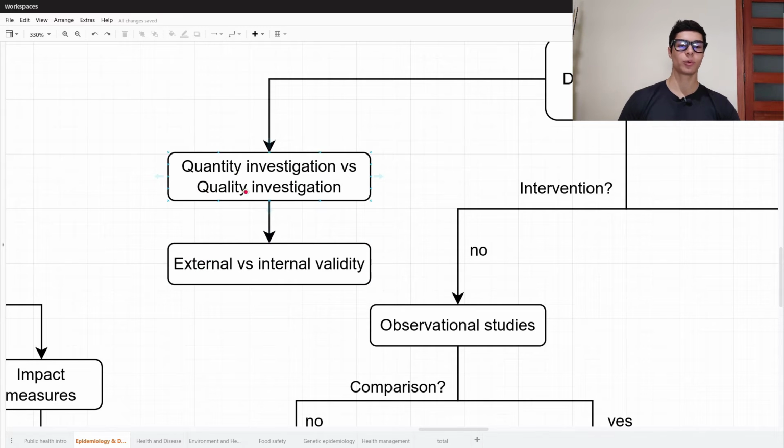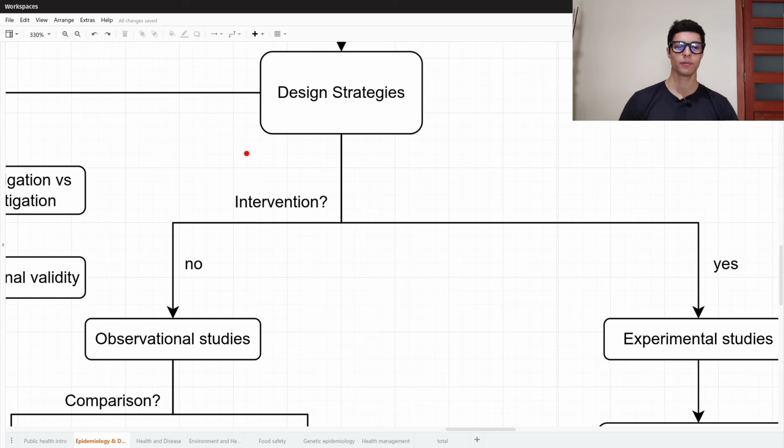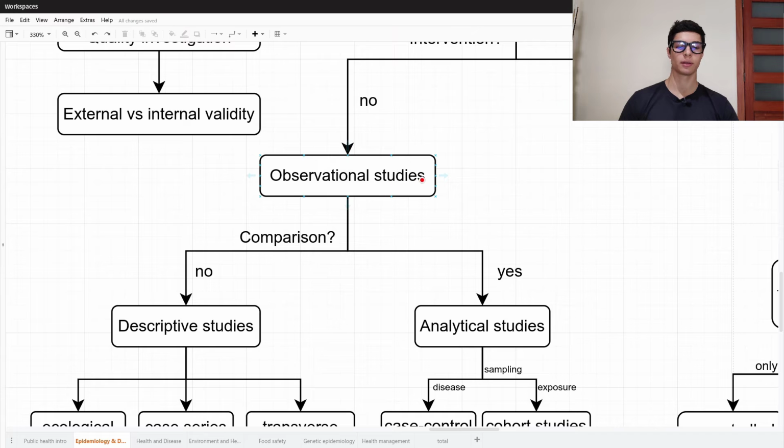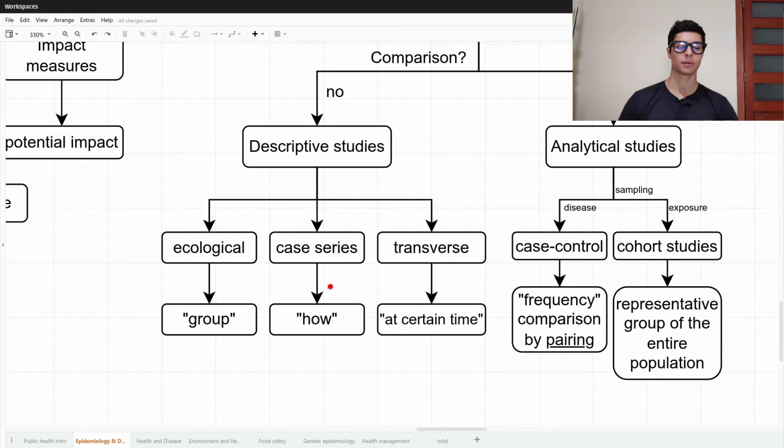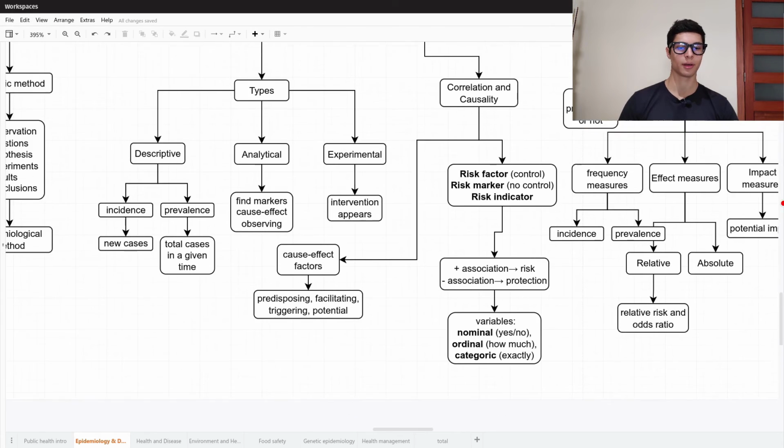On the other hand, we have the quality investigation, which is a small group of people, for example, and the validity is internal, because I do the study and I can validate if it is with a proper result or not. By following this little diagram, we're going to view all the types of studies we can find and follow. Intervention? No. So it's an observational study. Does it make comparison? No. Descriptive studies.